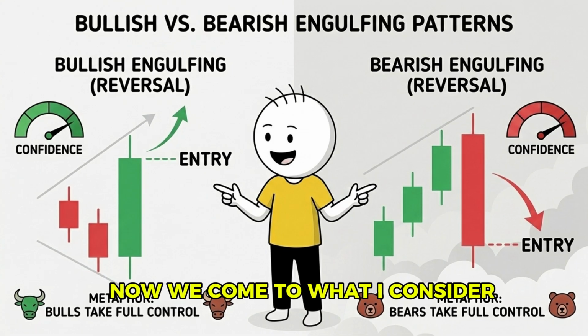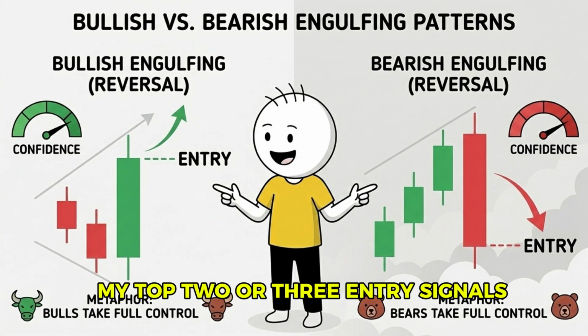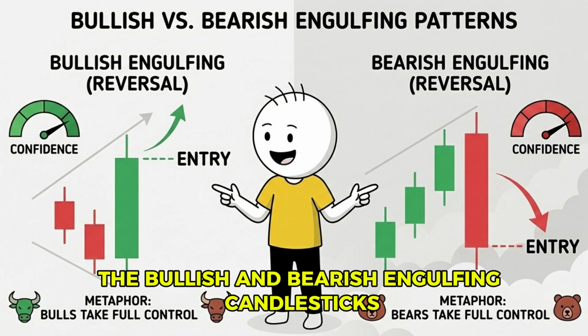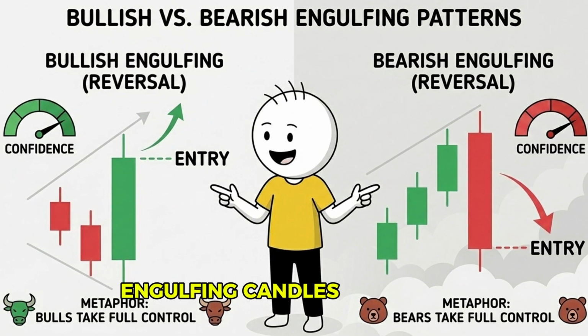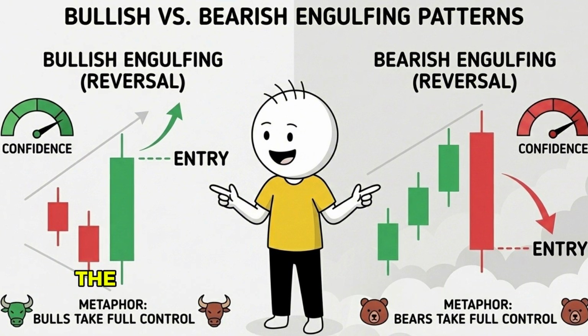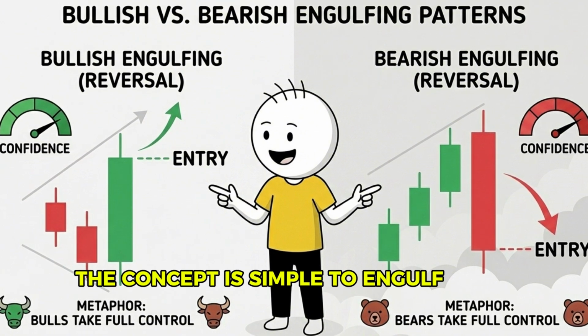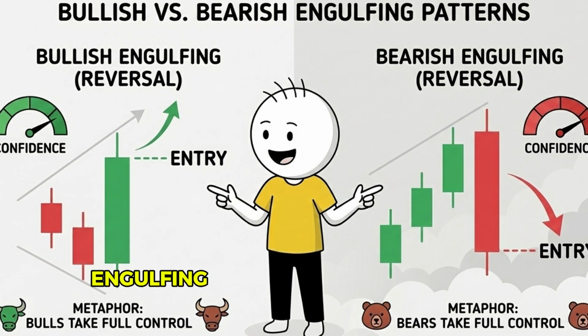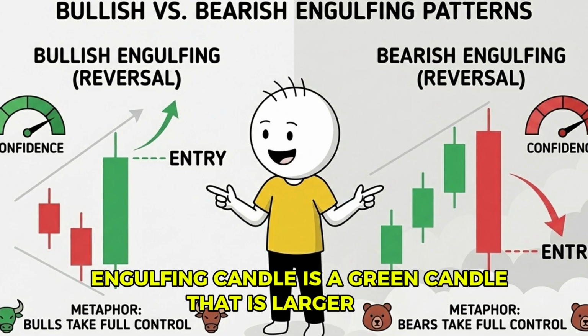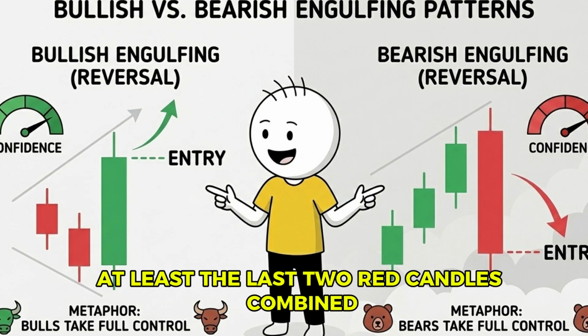Engulfing candles. The ultimate confirmation. Now we come to what I consider my top 2 or 3 entry signals, the bullish and bearish engulfing candlesticks. If morning stars are my number 1, engulfing candles are my number 2. The concept is simple. To engulf means to swallow up or be bigger than the previous thing. A bullish engulfing candle is a green candle that is larger than at least the last 2 red candles combined.